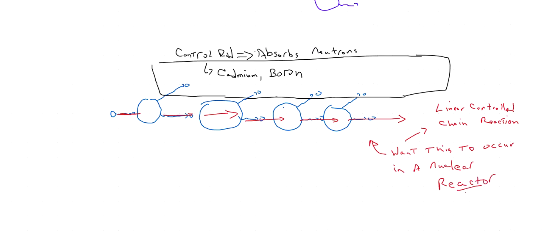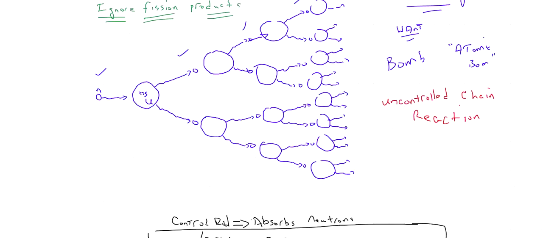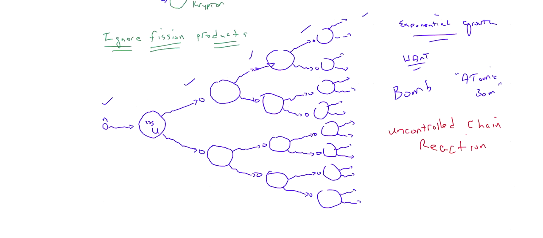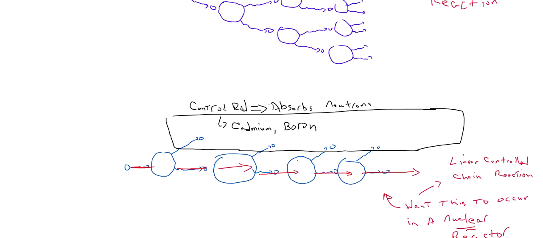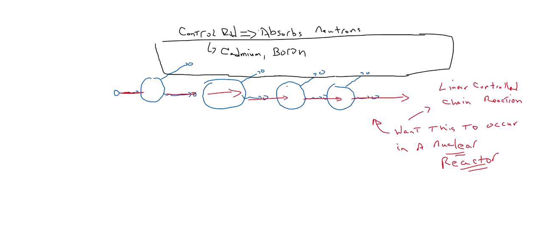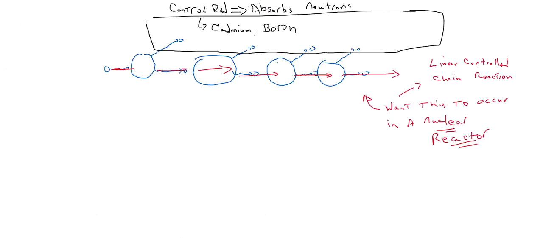Okay, so I want to talk about bombs and a couple of things in a second. So we have the uncontrolled reaction, right? Again, ignoring fission products, uncontrolled keeps growing exponentially, and now we have a controlled linear reaction. Okay, so let me just remind you again. Remember, this is U-235. Now, if you remember what I said above, it's only 0.7%. Okay, that's a very, very small percentage.